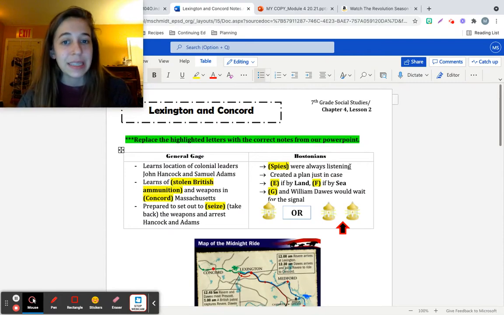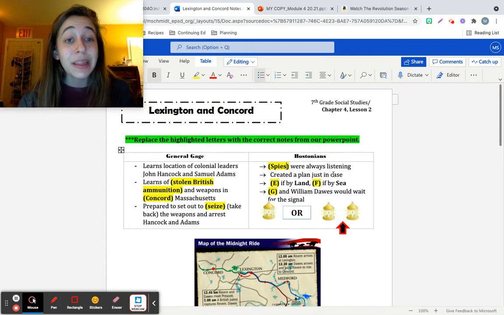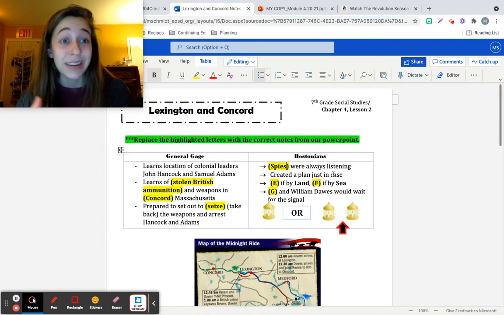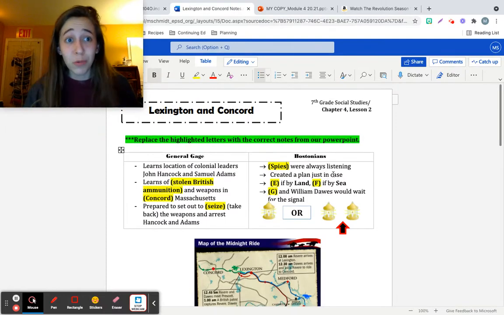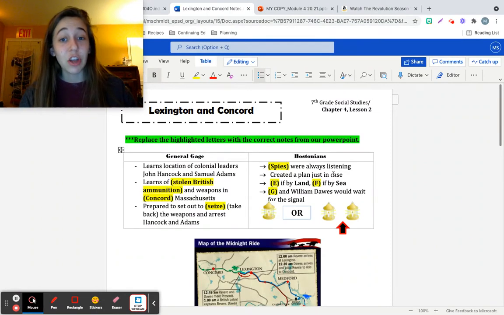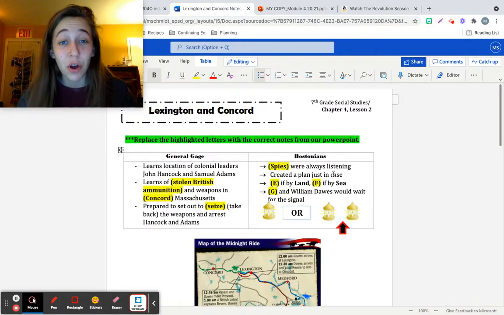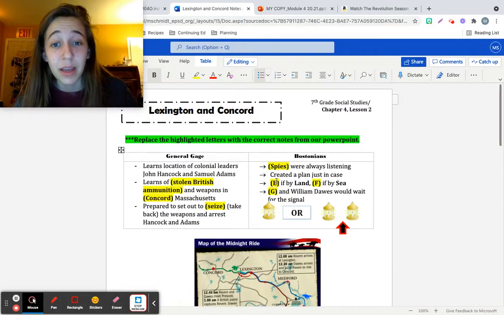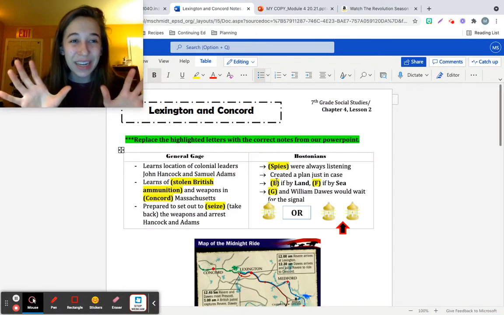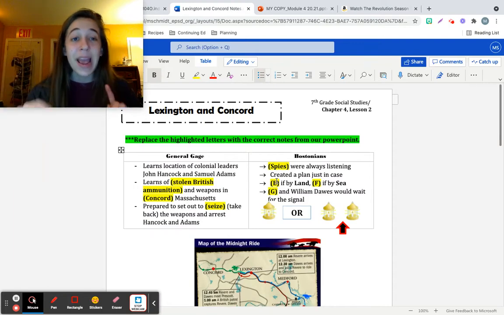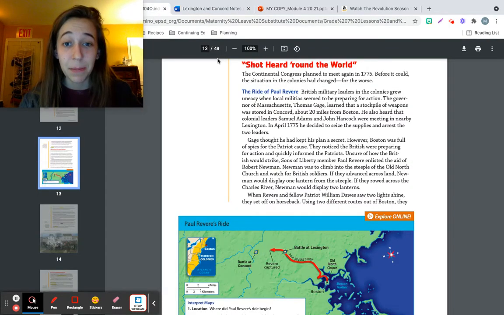So spies were always listening, and they created a plan just in case the British did come, because they knew what they were doing was illegal. They knew they were stealing these weapons, and they had to be sneaky with it. So they had created this plan so that if the British were to come and try to take it, they would find out about it before they had a chance to. So that plan was those lanterns that we saw in the video and in our textbook here.